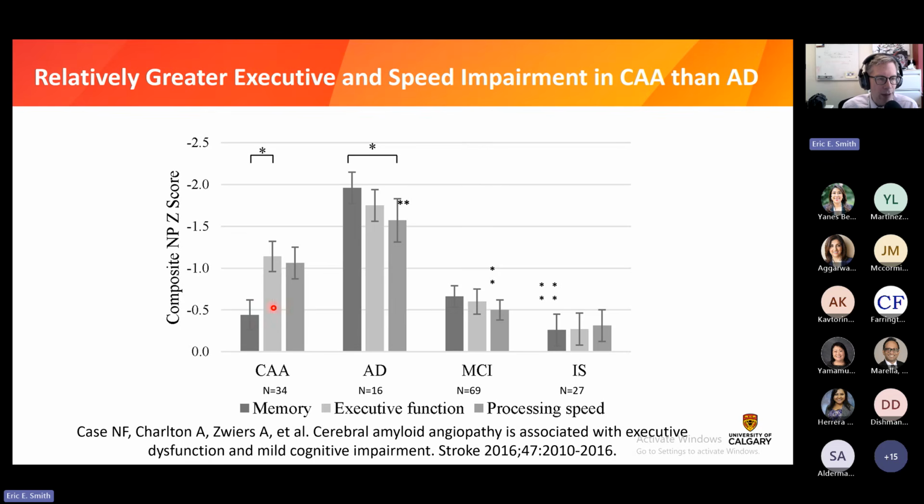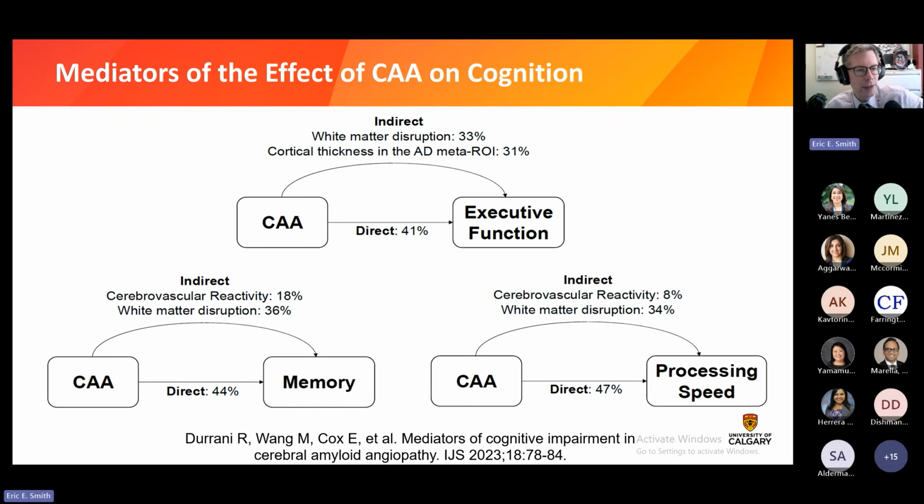was less than the amount of impairment in executive function and processing speed. Whereas in Alzheimer's disease, you saw the opposite. You saw the most severe impairment in memory, also impairment in executive function and processing speed, but not as severe as memory. So the profile fits more of a vascular profile. And then in a cross-sectional study where we did a mediation analysis, we found that we could explain most of the relationship between CA and cognition compared to a control population based on the amount of altered cerebrovascular activity and the amount of white matter disruption, measured in this case on diffusion tensor imaging.